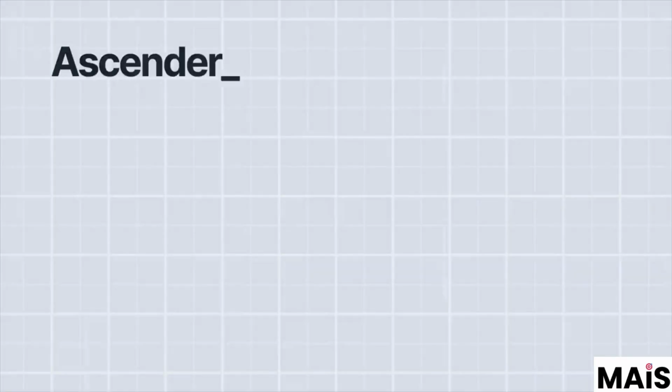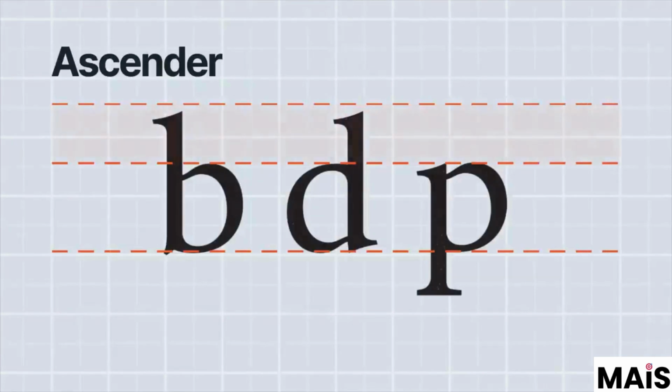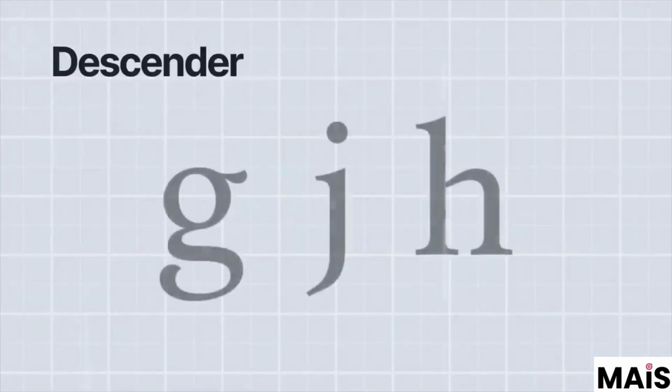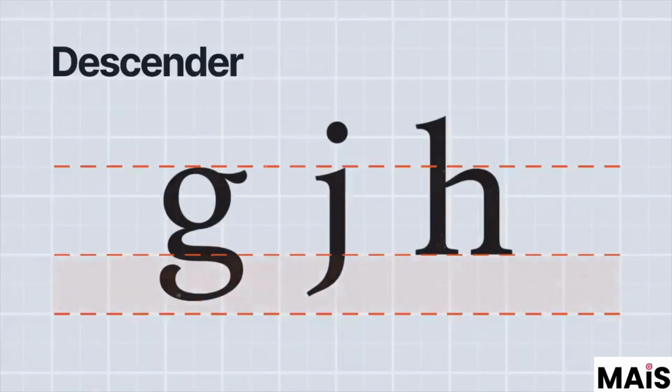Next up, we have ascender. This is any part of a lowercase letter that extends above the x-height, for example, letters like b, d, or h have an ascender. Descender is any part of a lowercase letter that extends below the baseline, for example, g, j, p, or q.